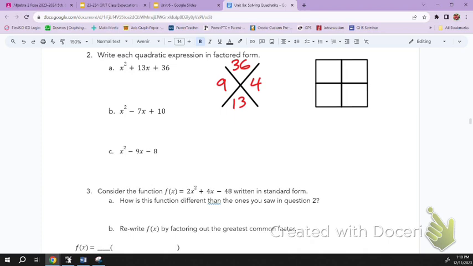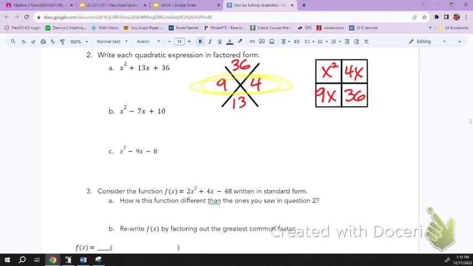Okay? And when I make my box, I'm always going to start with my x squared in the top left corner. So I'm reversing the box method. Then I'm always going to start by putting my c value in the bottom right corner. Right? And now the 9 and 4 tell me what to put here for the x terms so that I could work backwards to those 2 factors.